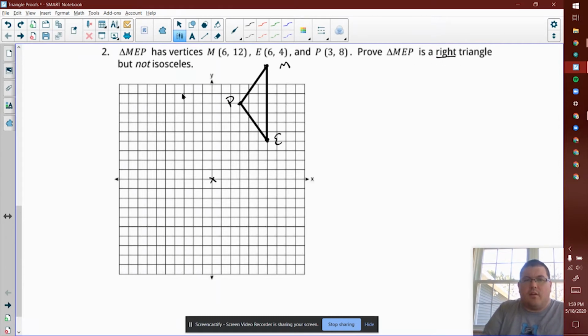Right, so a right triangle that is not isosceles. Well, how would we have to prove that? Well, in proving that it's a right triangle, what is the one key distinction to being a right triangle, right? What does all right triangles possess? Well, of course, that's a right angle.